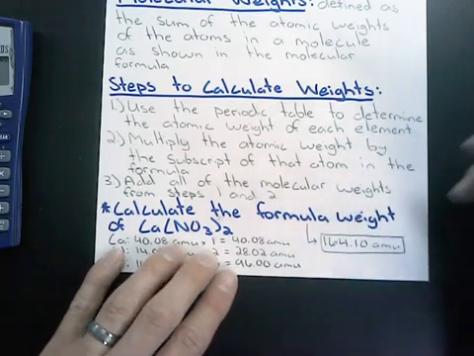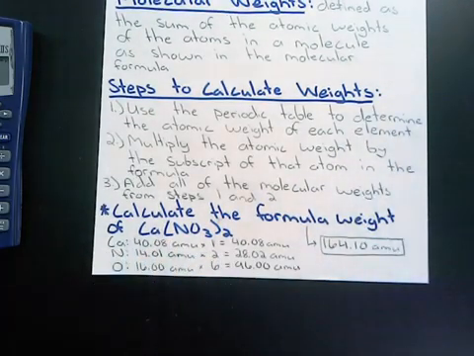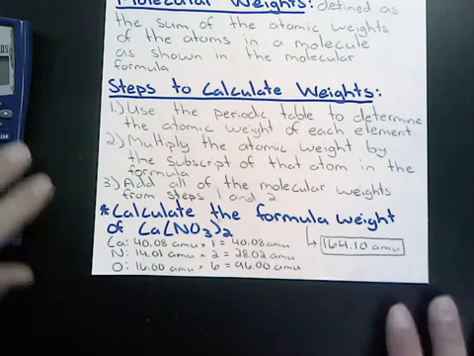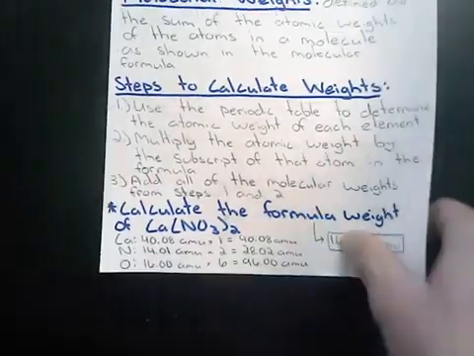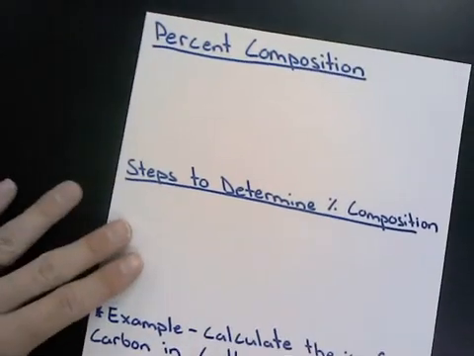So again, all we do is we find the atoms, we find the weight of that atom, and then we add all of those weights together. Okay, so moving on here, we're going to need to utilize that to be able to talk about percent composition.